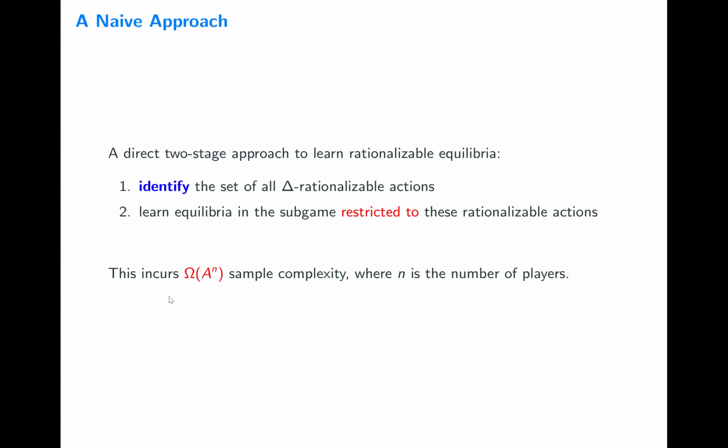Okay. So you can actually prove that if you are doing this two-stage approach, it inevitably will incur exponential sample complexity, which is A to the power of N, where A is the number of actions and N is the number of players. So you will suffer from the curse of multi-agents, essentially exponential in the number of players.